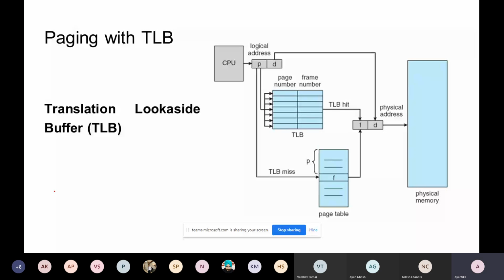So what is the intermediate solution? That we are considering one intermediate buffer.